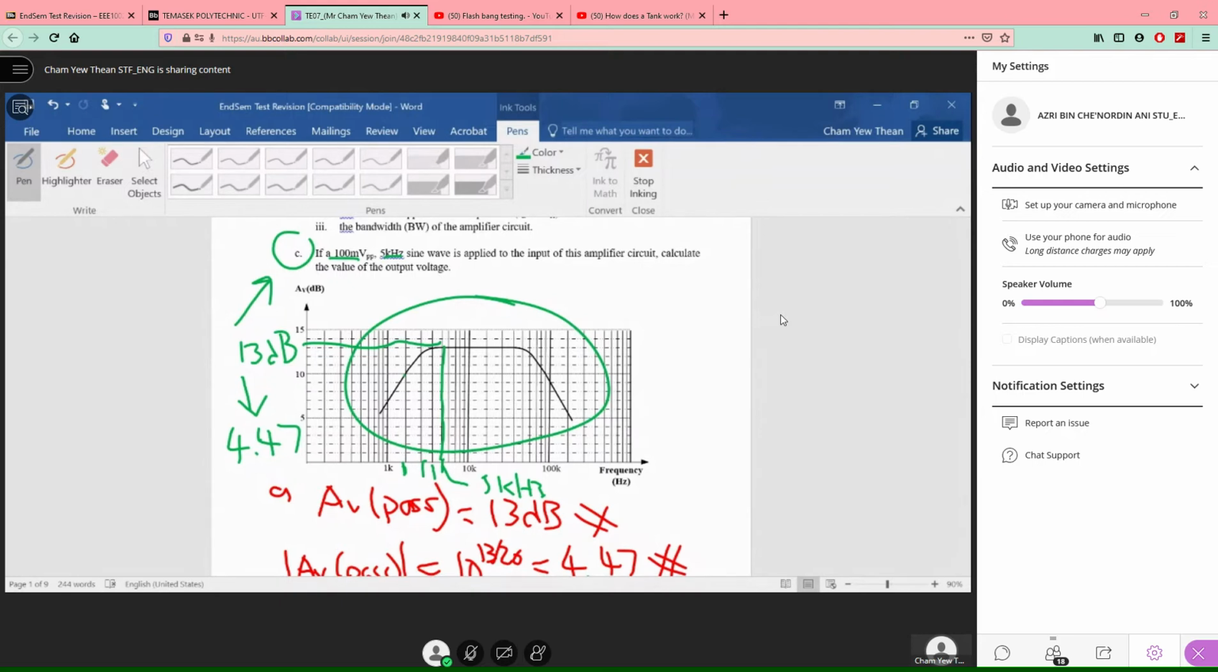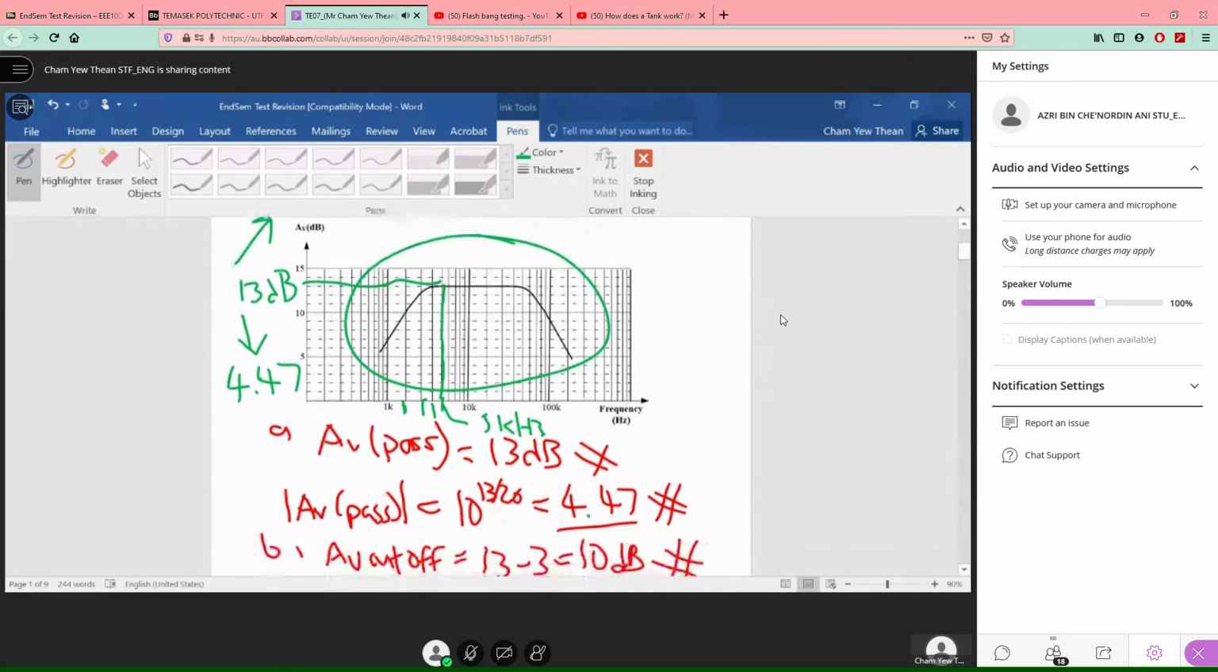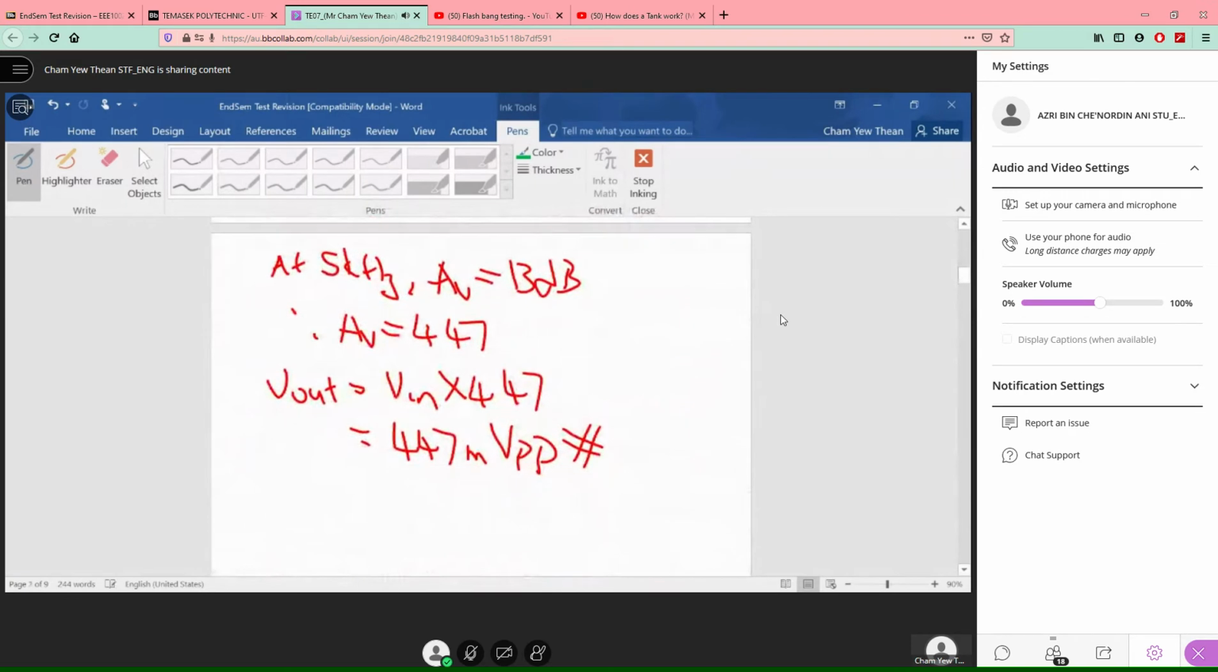That means if we inject 100 millivolt peak, what will be your output voltage? What is the magnitude? It will be the voltage gain of 4.47 multiplied by 100 millivolt, which gives you an answer of 447 millivolt. Okay, understand? What about the rest?